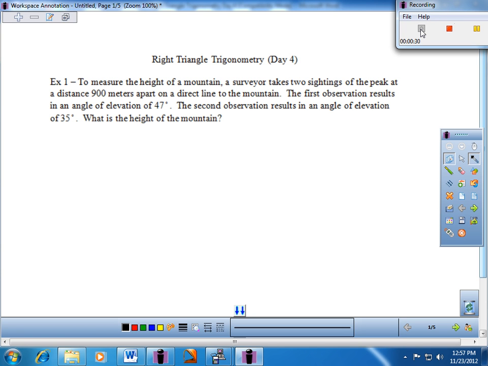So let's start it out here. I have three examples on the front side, just to have this as the culminating piece to the right triangle trig that we've been looking at. So let's start it out. I'm going to read example 1 and we'll go from there.